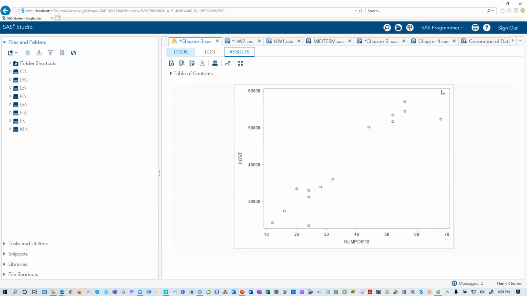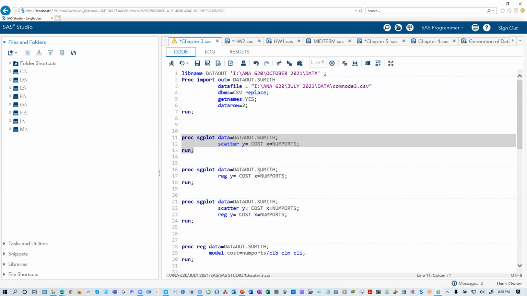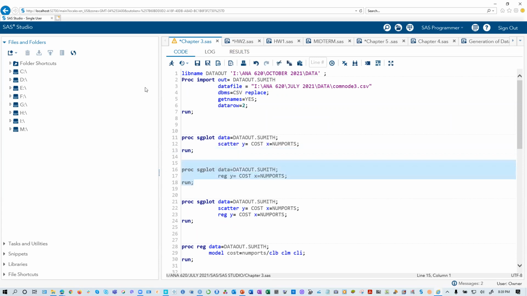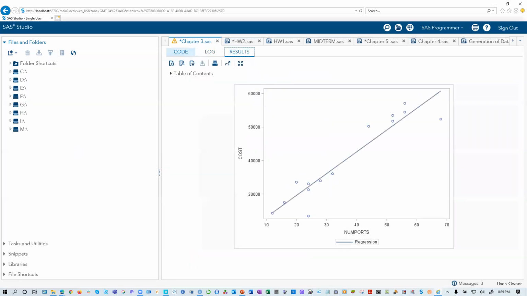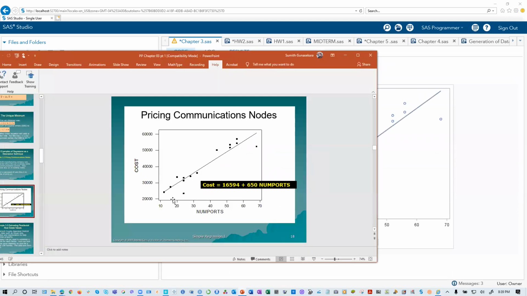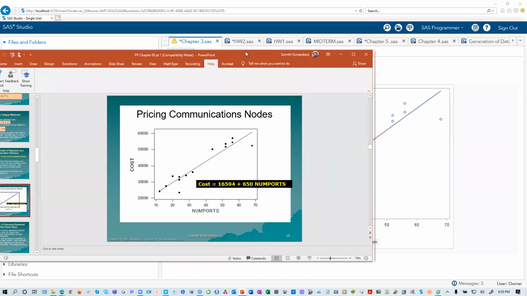Scatter. Then later on, let's use this way too. Let's say that if you use SGPLOT and the data and the reg, regression, instead of this one, what's going to happen? See, SGPLOT and then reg. You're going to get this regression line. That's how you're going to get the regression line.